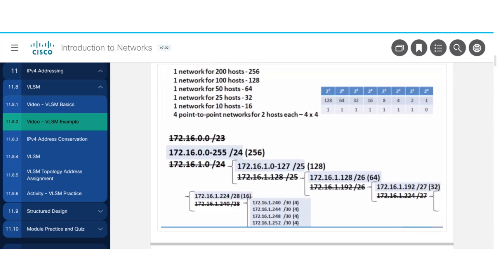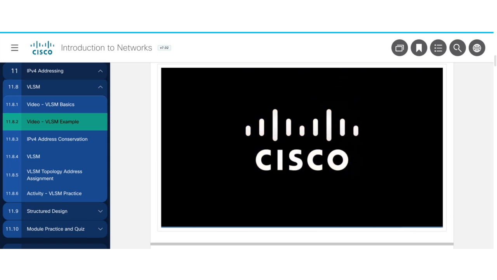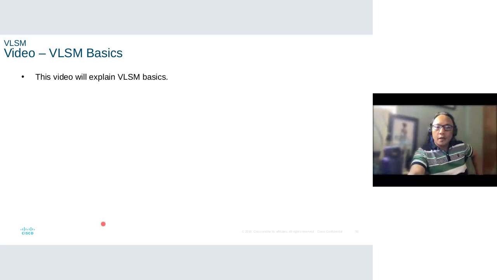In the end, we've created 9 subnets of different sizes: a 256, a 128, a 64, a 32, a 16, and 4 4-host subnets. This is VLSM, and it allows us to create subnets or networks specific to the needs of the network. I hope you understand the video.